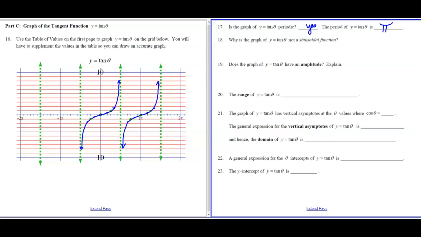Why is the graph of tan theta not a sinusoidal function? Well, does it look like a wave? It is periodic, but it's not sinusoidal because it's not a wave. It doesn't go up and come back down again, so it doesn't have a wave pattern.